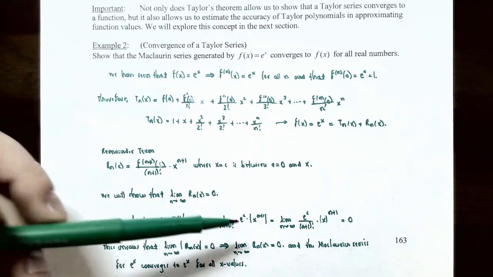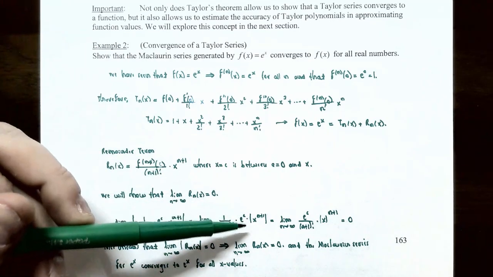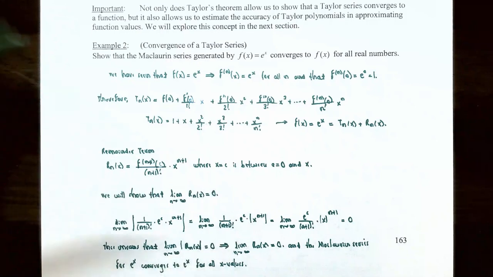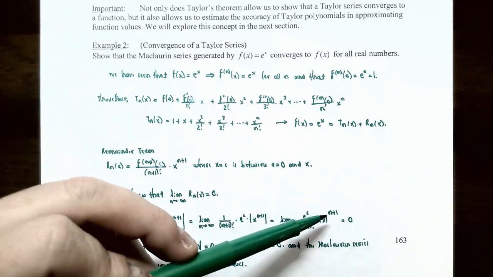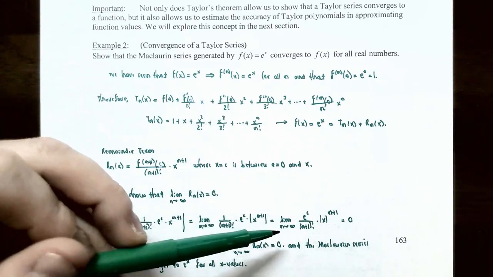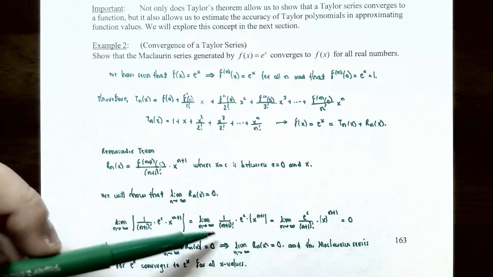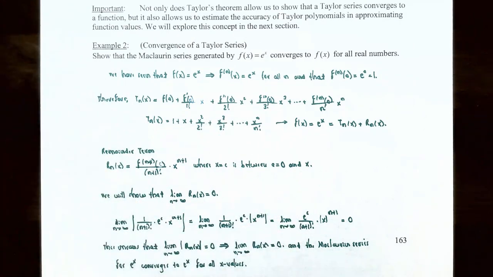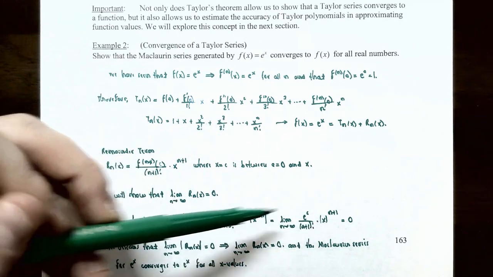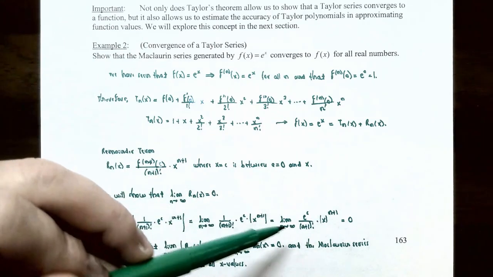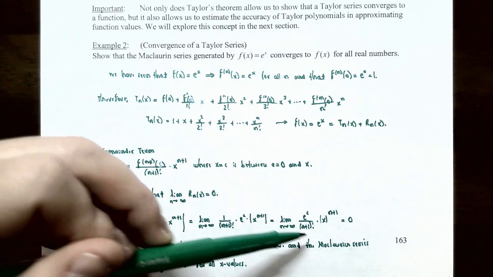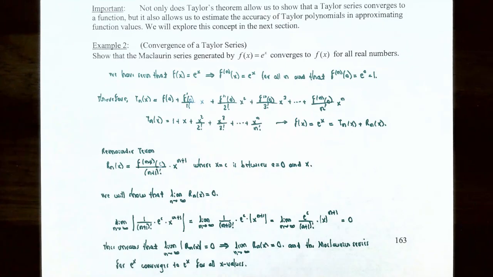So remember a property about exponents. If you take the absolute value of x to the n plus 1, that's really the absolute value of x raised to the n plus 1 exponent. So we have the limit as n goes to infinity of e to the c divided by n plus 1 factorial in the denominator times the absolute value of x raised to the n plus 1 power. Whenever n approaches infinity, we're going to have a very large value in the denominator. This expression will actually approach 0 as n approaches infinity.